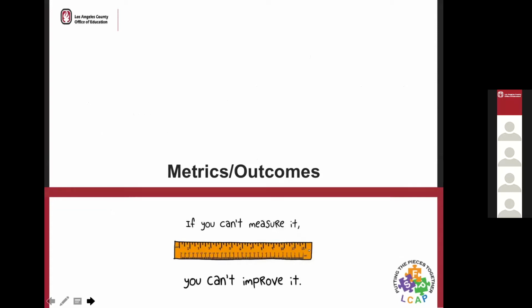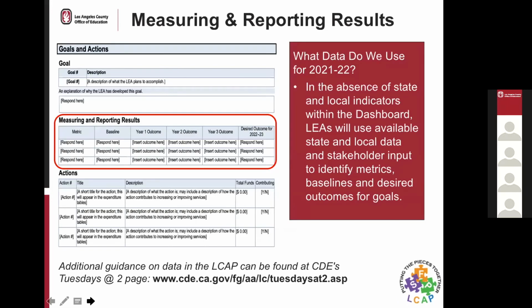Thank you, Bonnie. Good afternoon, everyone. So as Bonnie mentioned, in this next section, we're going to be taking a look at the metrics and outcomes. Next slide, please. So here we see a screenshot from the LCAP template, which shows the measuring and reporting results table that is embedded within the goals and actions section.